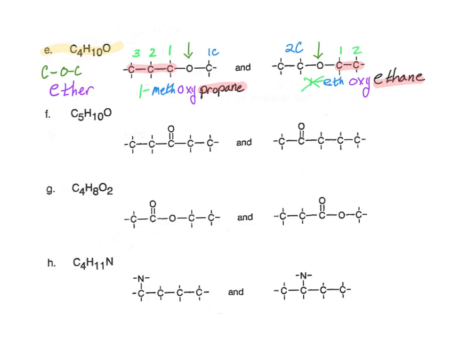Now let's look at letter F, which has C5H10O. And again, the molecular formula is the same, so it has a possibility of being an isomer. And then we're going to look at it. We're going to see that we have a functional group with the oxygen here, so C double bond O on it. And when we have a C double bond O and then there is a carbon on both sides, what is the class of compound? Hopefully you got ketone.